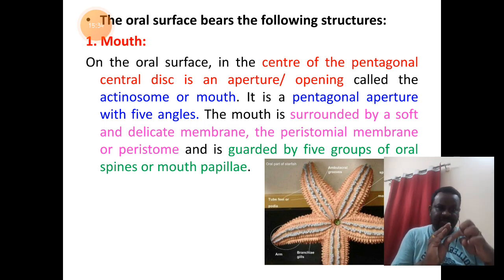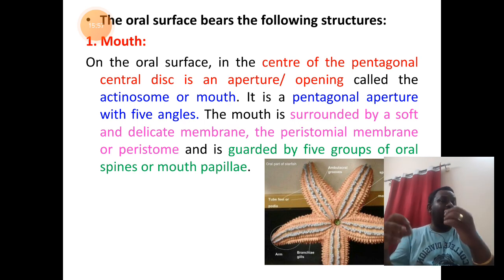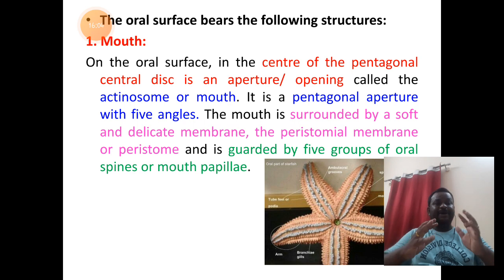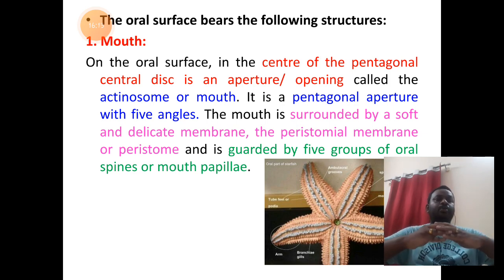If this structure is the mouth, you find at the 5 arm bases a group of spines covering it like this. So all 5 groups of spines will cover or guard the opening of the mouth. Those spines are attached to the peristomial membrane. So how is the mouth? It is a pentagonal aperture surrounded by the membrane of the peristome, and this peristome is attached to 5 groups of spines called mouth papillae, which help in guarding the opening of the mouth.